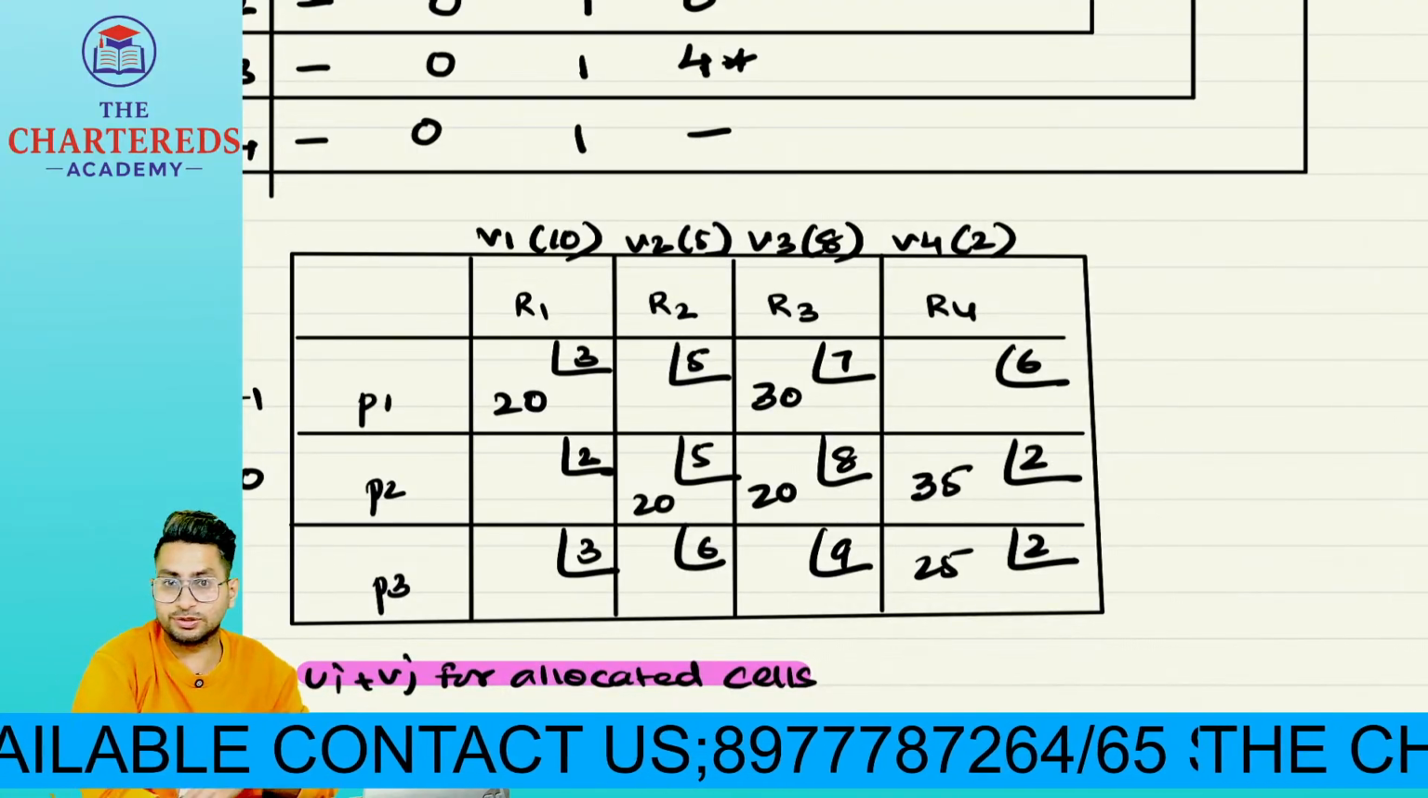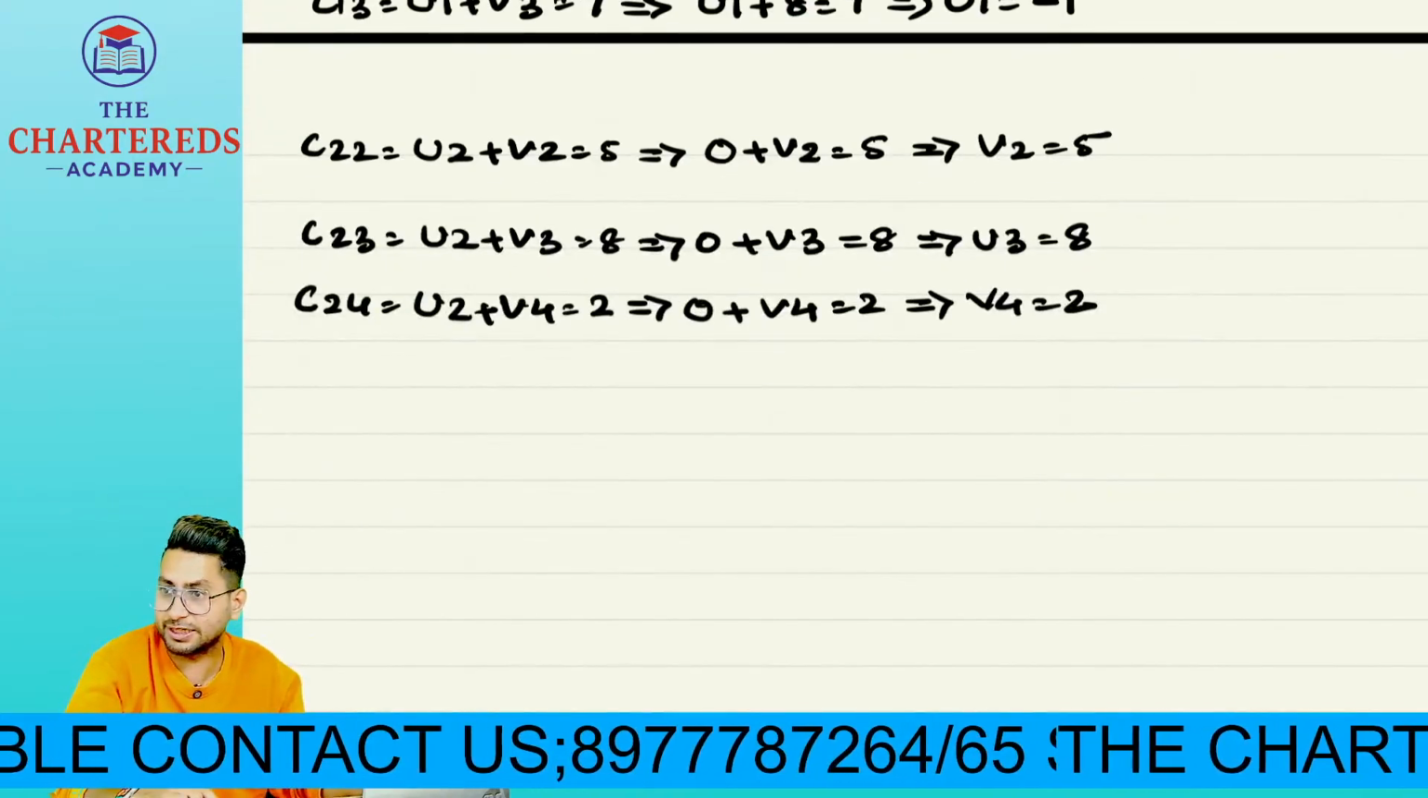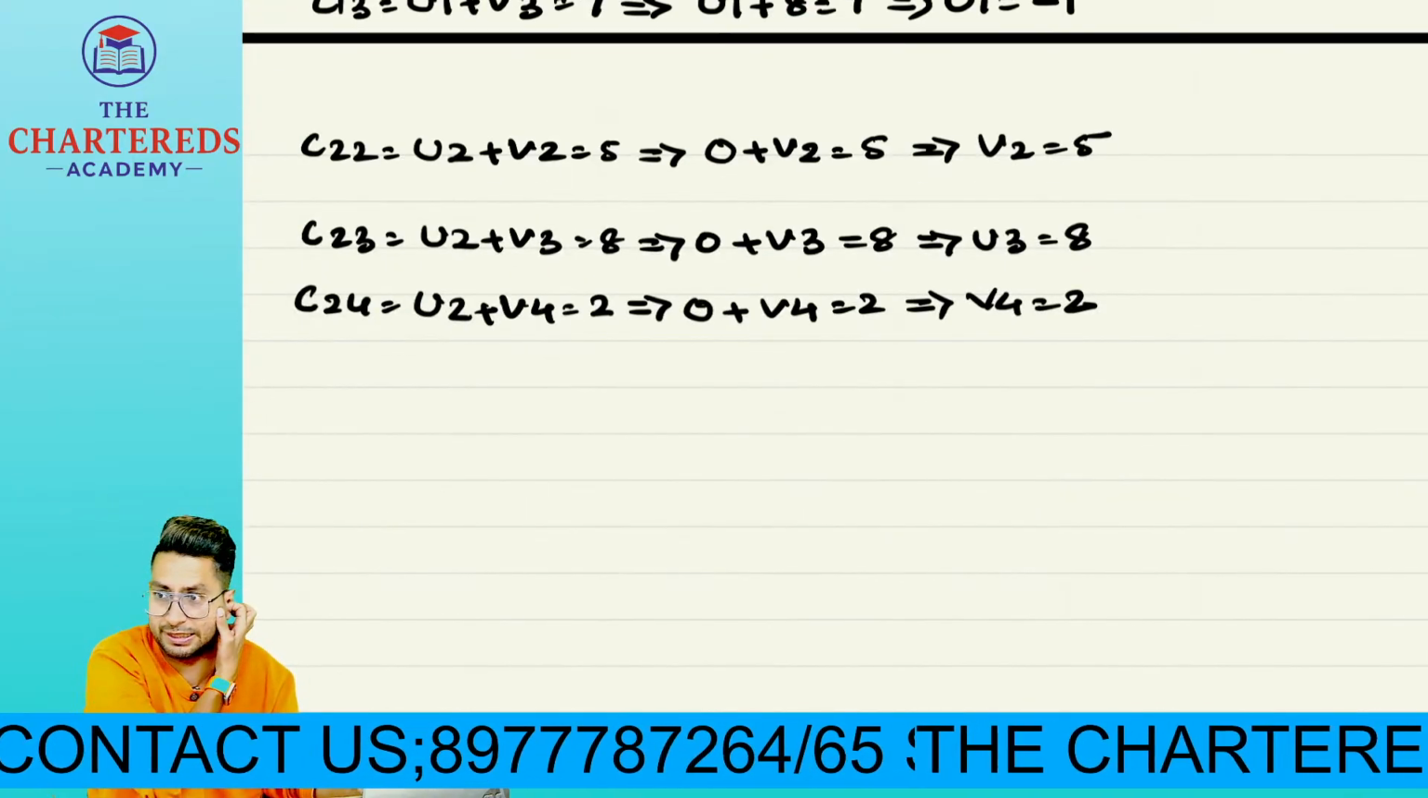The shortcut method you cannot use in the final. You have to write all the calculations like this and show them. Otherwise, they won't give you marks. They'll cancel it off.